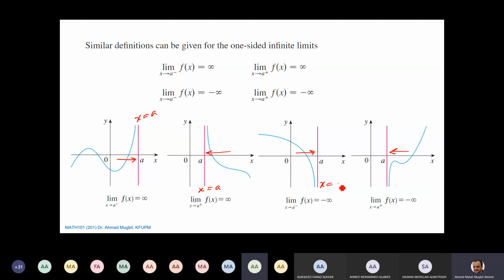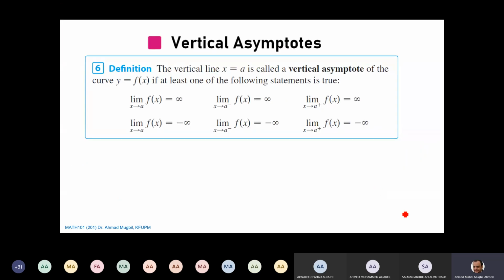The vertical line x equals a is what? Vertical asymptote. Do you remember it from Math 001, chapter 3? Yes. This means that we have a vertical asymptote. So we have a vertical asymptote x equals a if one of these limits is happening.